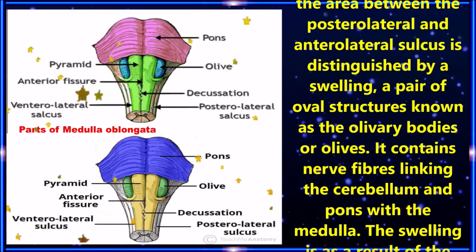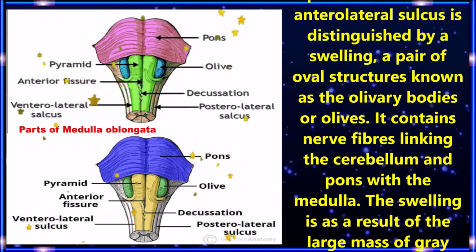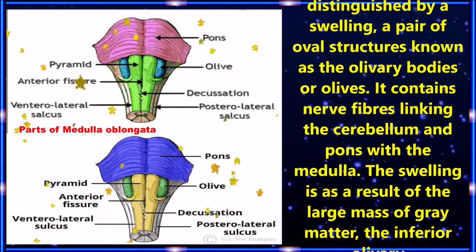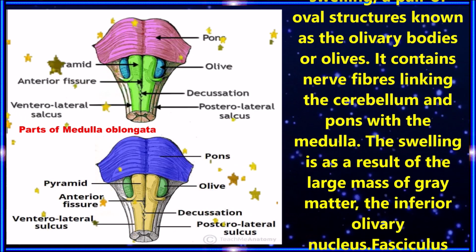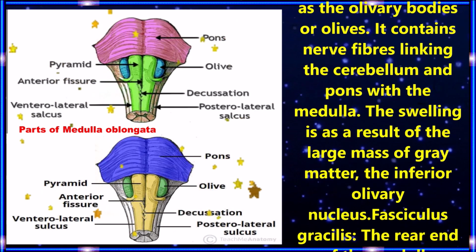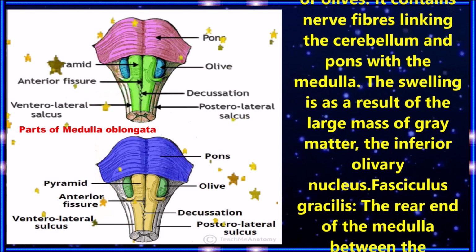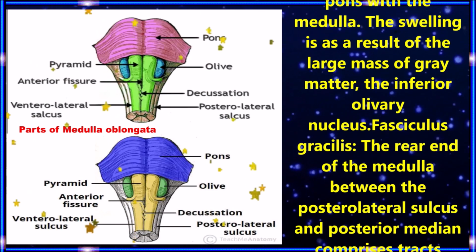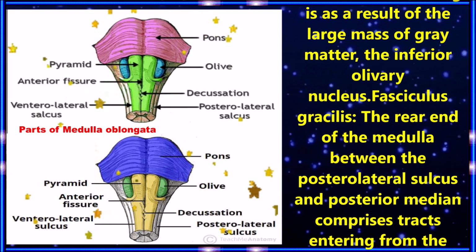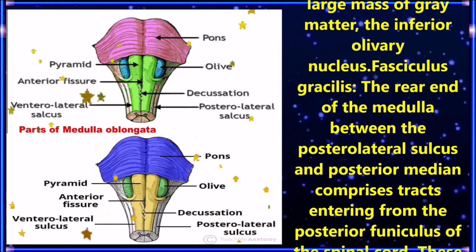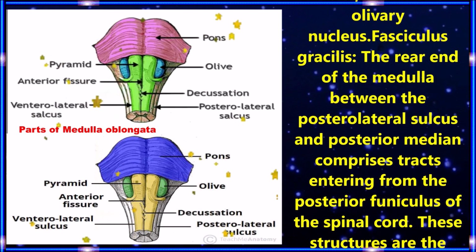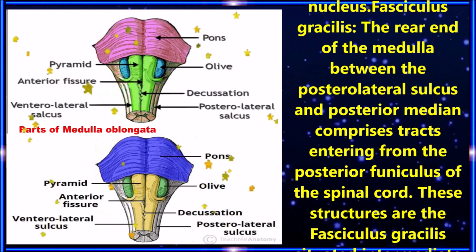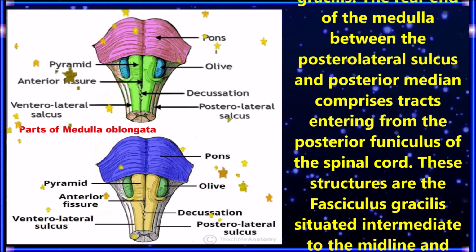Olivary bodies. In the upper part of the medulla, the area between the posterolateral and anterolateral sulcus is distinguished by a swelling, a pair of oval structures known as olivary bodies or olives. It contains nerve fibers linking the cerebellum and pons with the medulla. The swelling is a result of a large mass of grey matter, the inferior olivary nucleus.